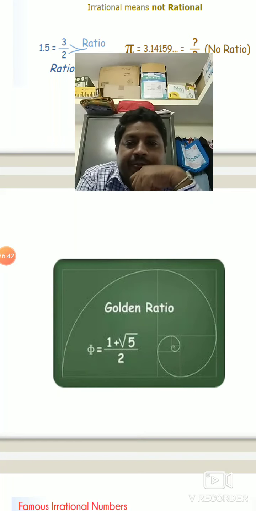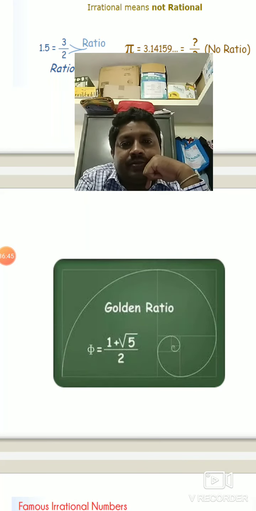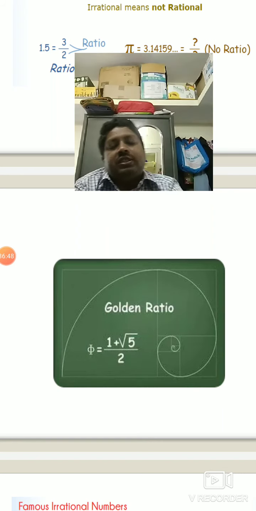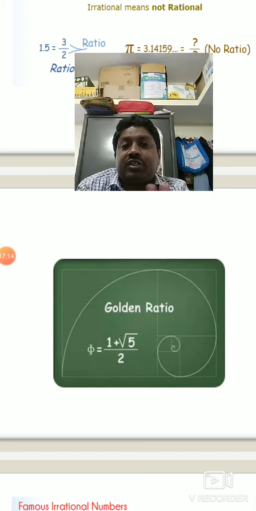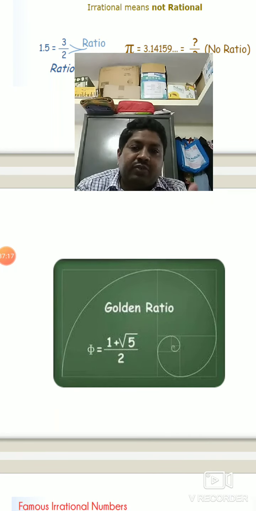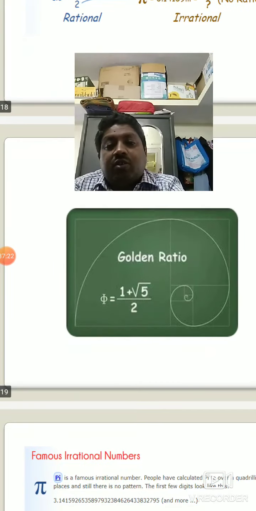The golden ratio. See children, the golden ratio is an irrational number. It is equal to 1 plus root 5 by 2. It is there in every object. The golden ratio is about 1.6. For example, a 1 to 1.6 ratio is called the golden ratio. So everywhere you can see the golden ratio.